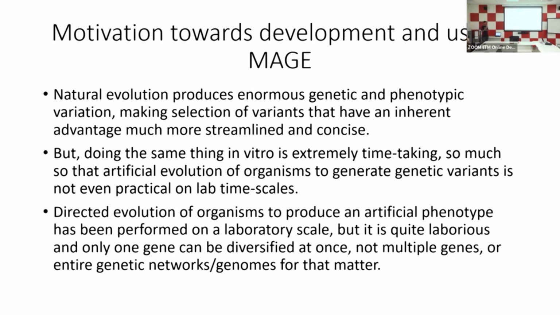But if we try to do the same thing in vitro, it is extremely time-consuming, and the evolution of organisms to generate genetic variants is not in practical lab time scales. The amount of time you take to generate genetic variants at the scale of what nature does is very long. There are methods of directed evolution in organisms to produce an artificial phenotype. But firstly, it is very laborious, and secondly, only one gene can be diversified at once, and not multiple genes or entire genetic networks.